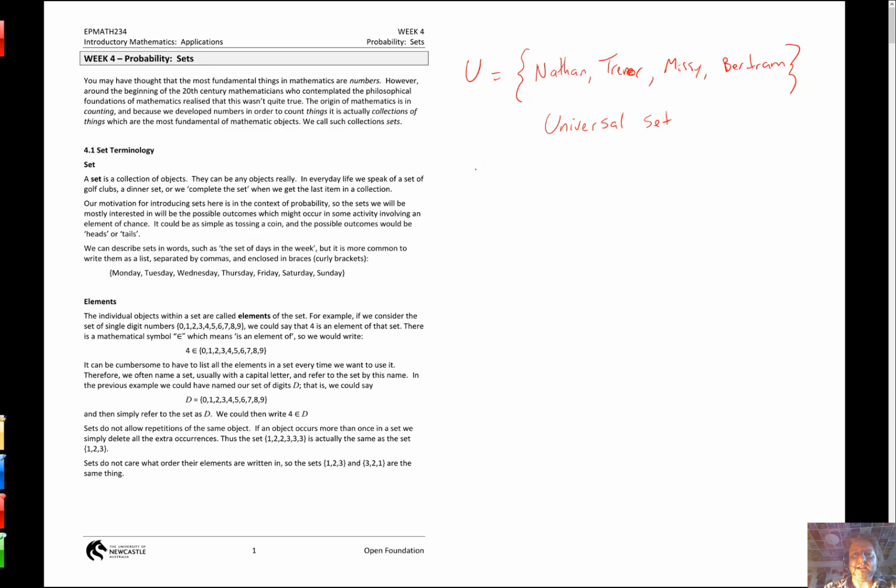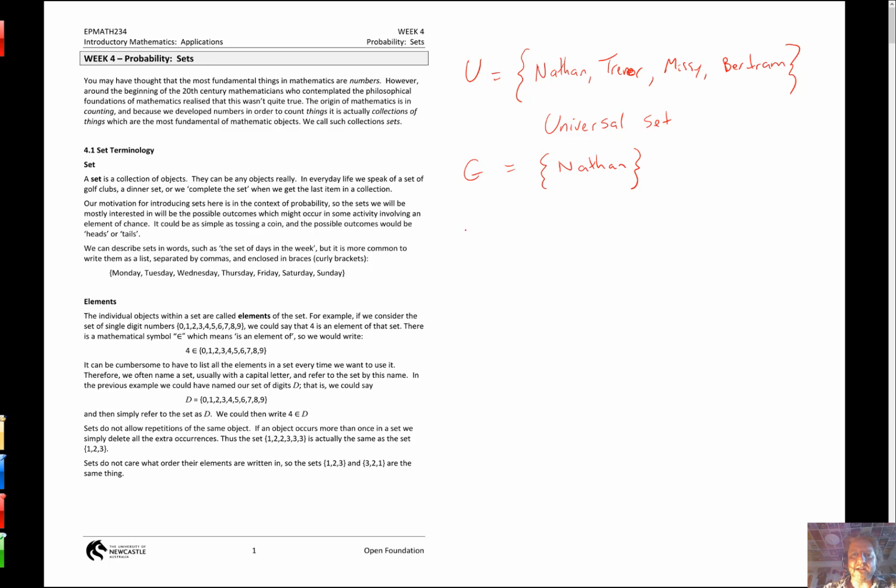Now if I wanted to say the set of them that are ginger in colour, well, the set that's ginger in colour is Nathan. He's the only one that's... I hate doing curly brackets. Let's fix that up before anyone sees it. There we go. There's only one element in this set G that I've defined as ginger cats, because Nathan's the only one that's ginger. Okay?